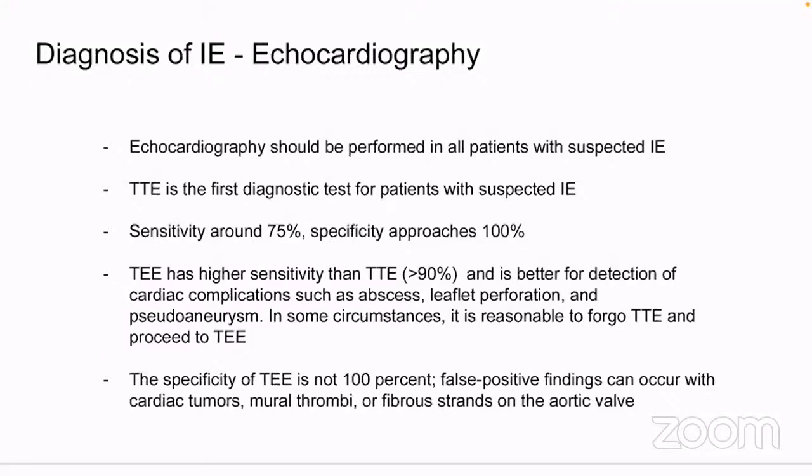In some circumstances, it is reasonable to forego TTE and proceed to TEE immediately. The specificity of TEE is not 100%, and false positive findings can occur with cardiac tumors, mural thrombi, or fibrous strands on the aortic valve.